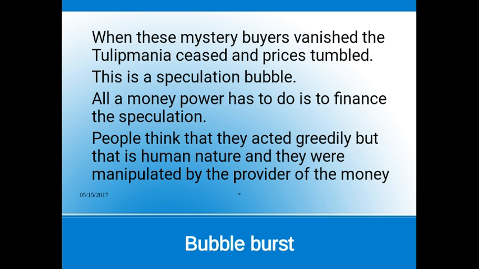When these mystery buyers vanished, tulip mania ceased and the prices tumbled. This is a speculation bubble. All the money power had to do was to finance or trigger the speculation. People would be doing it. And at the end, people would start to feel guilty and think that they caused the speculation by being greedy. But it's human nature. They were manipulated by the provider of the money.